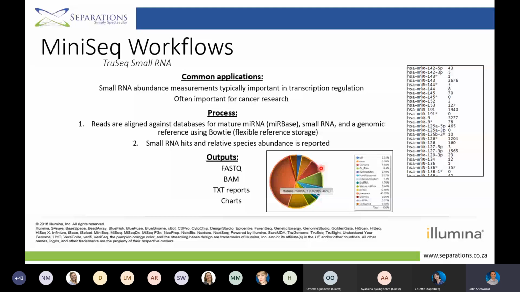So with the small RNAs, the reads are basically aligned against databases that already exist for mature microRNAs and small RNAs, and there's also a genomic reference that you can insert, and these will be compared against all 3 of those databases. And then you can build an abundance of small RNA species or microRNA species to give you a better idea of the transcription regulation or gene expression status that's happening within the cell at a specific point in time.